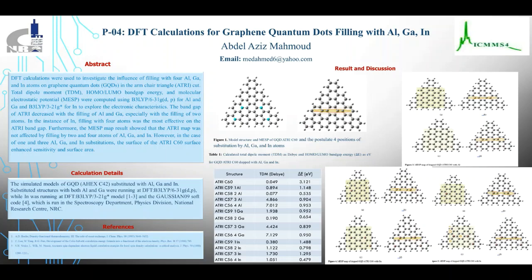Furthermore, the molecular electrostatic potential map results showed that the armchair triangle graphene quantum dot map was not affected by filling with 2 and 4 atoms of aluminum, gallium, and indium. Finally, all results indicated that in the case of 1 and 3 aluminum, gallium, and indium substitutions, the surface of the armchair triangle graphene quantum dot layer enhanced sensitivity and surface area.